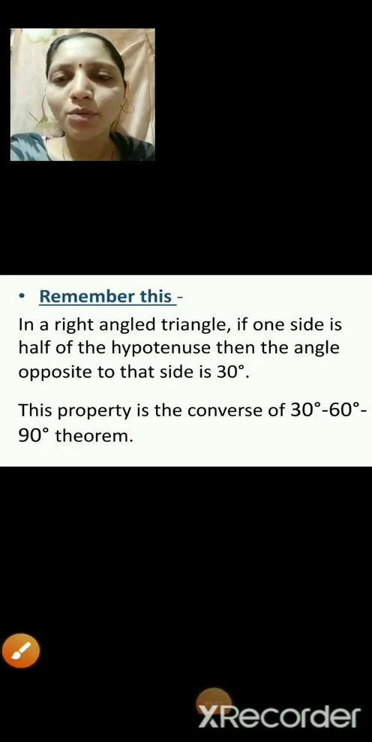Now one more property you have to remember, that is the converse of the 30 degree, 60 degree, 90 degree theorem. Converse is nothing but the opposite of the original statement. So what does this property tell us? In a right angle triangle, if one side is half of the hypotenuse, then the angle opposite to that side is 30 degree. Now all these properties you have to remember. If you have any doubt regarding this, you can watch the first video of this lesson.